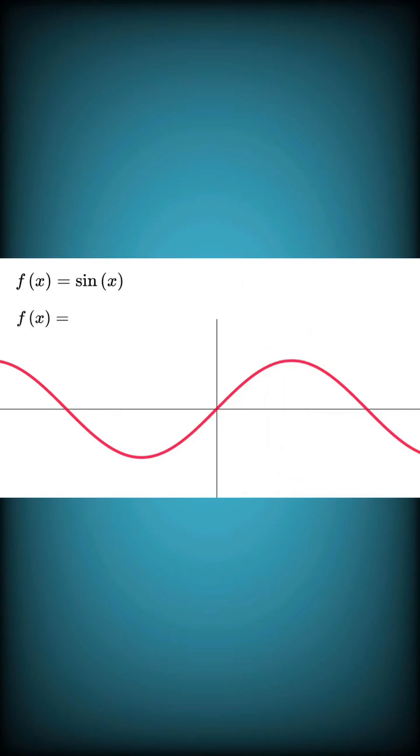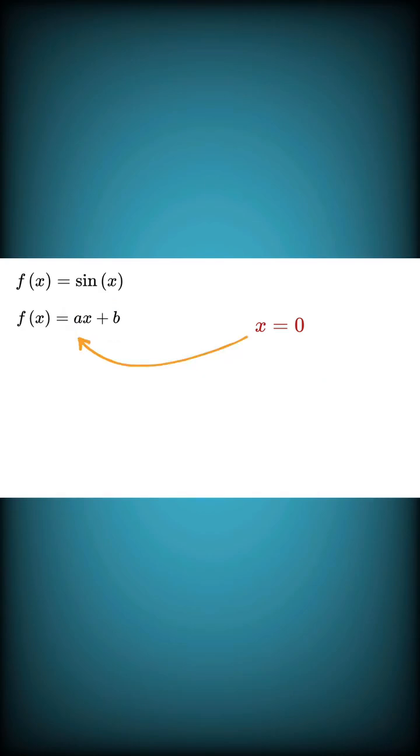So, if we try to approximate f of x, or the sine of x, with a line, say at origin or x equals 0, then we can write f of x as ax plus b, right? Which is the equation of a straight line. Now put x equals 0 here to get this. So, we get b as f of 0.